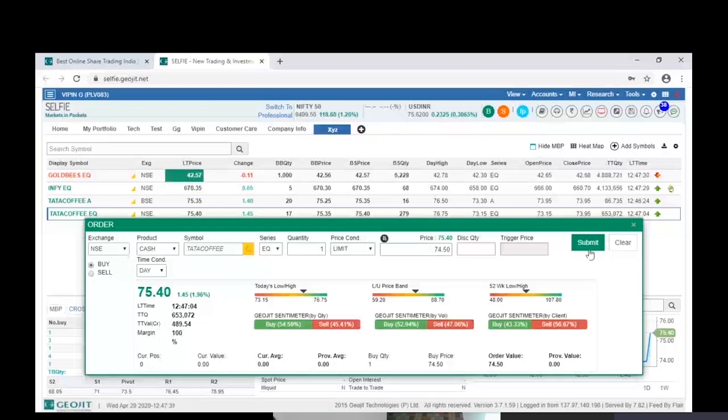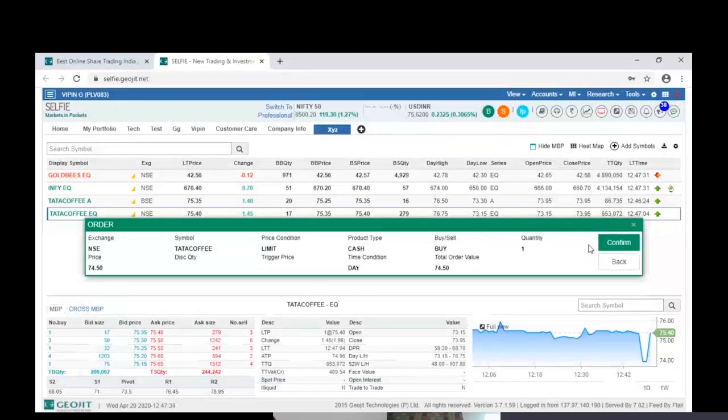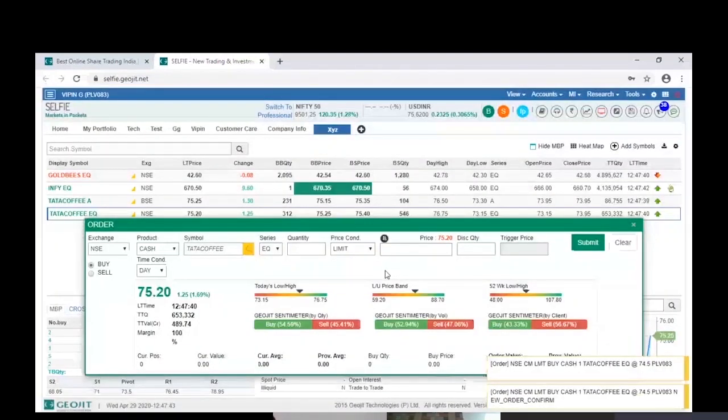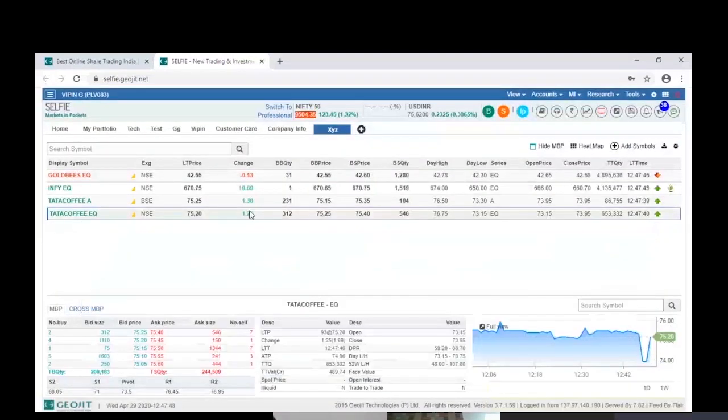Again, a confirmation window will appear. You confirm that whatever you have given is correct in this window, and click confirm. Now you will see that the order has been sent to the exchange. Once it is sent to the exchange, where can I see these orders? Either you can press F3 on your keyboard, that is one way, or else you can come over here and click on today's orders.